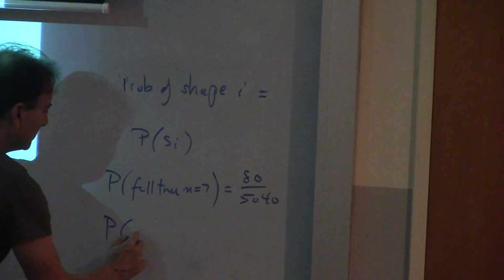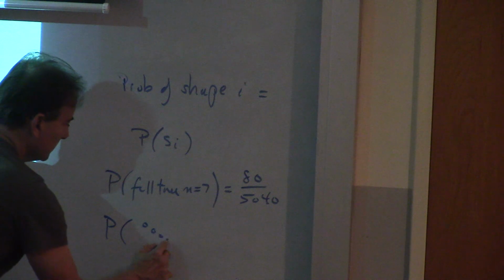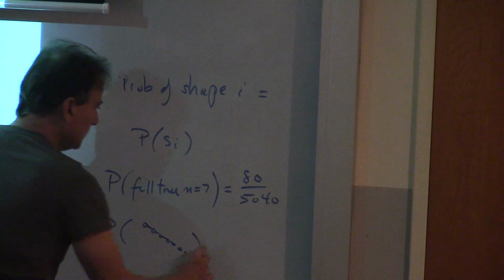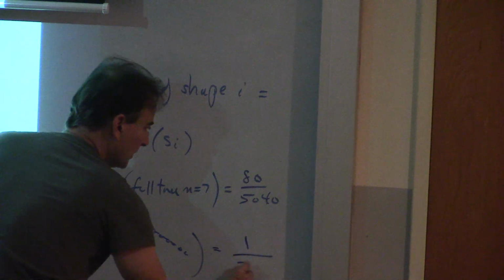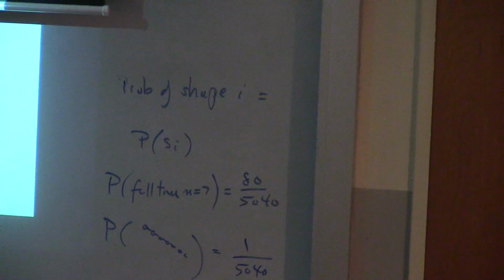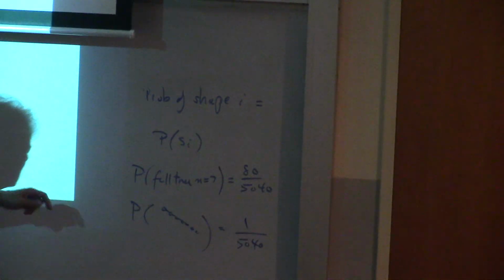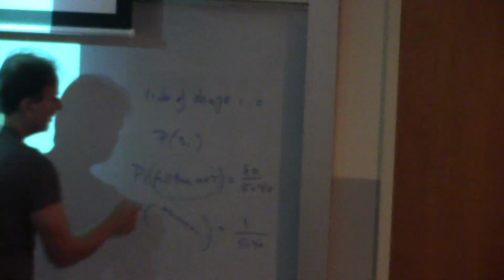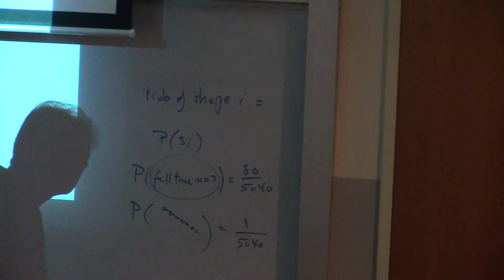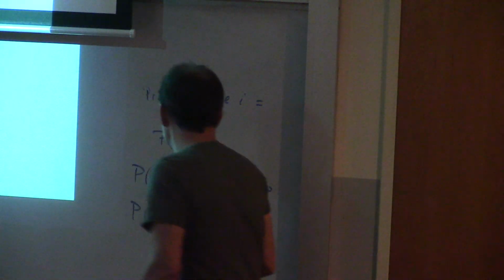The probability of a tree looking like this equals 1 over 50/40, right? So this tree is one of the possible shapes. This is one of the possible shapes.